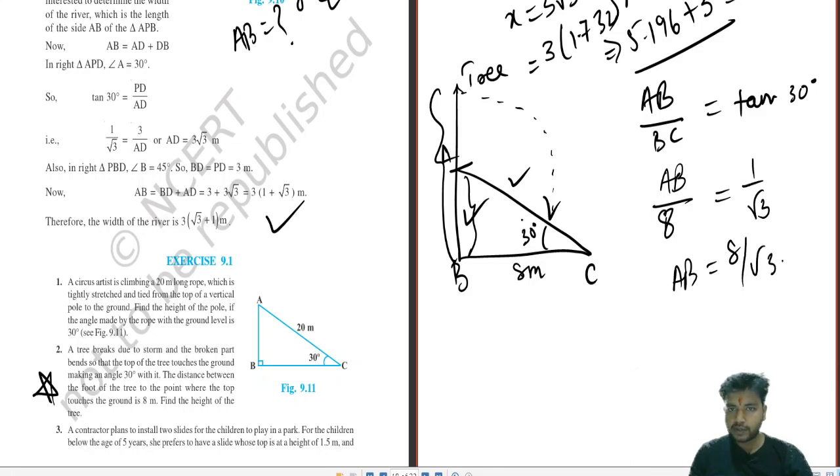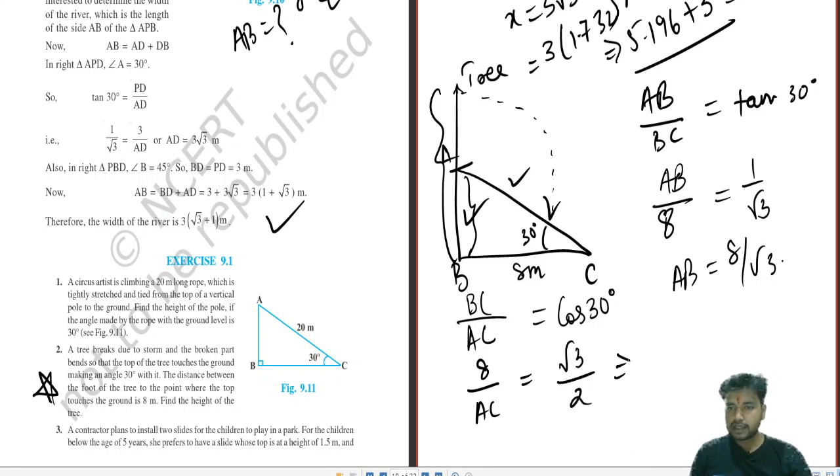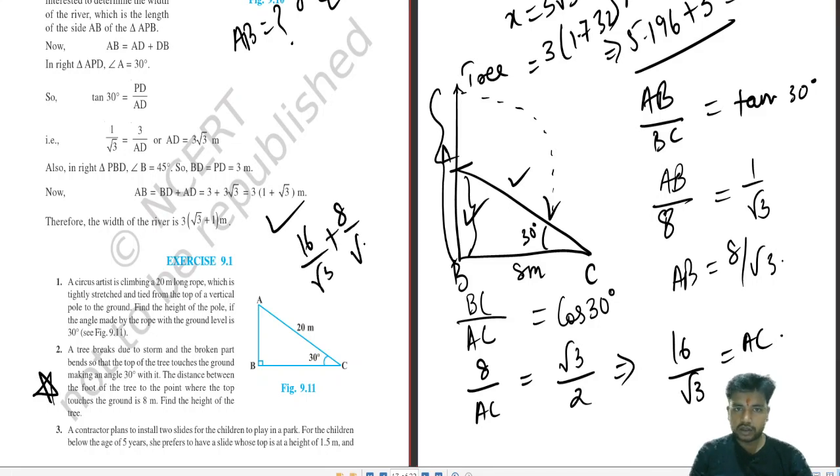Now, the second thing, the relation between AC, first we'll write BC by AC. Now, BC by AC has a relation of cos 30 degrees, if you are careful enough and you understand. Base by hypotenuse. So, BC is equal to 8, AC we don't know, cos 30 is root 3 by 2, so AC is 16 by root 3. Now, we have to find the length of the tree, that is 16 by root 3 plus 8 by root 3, that is equal to 24 by root 3, and that is equal to 8 root 3.